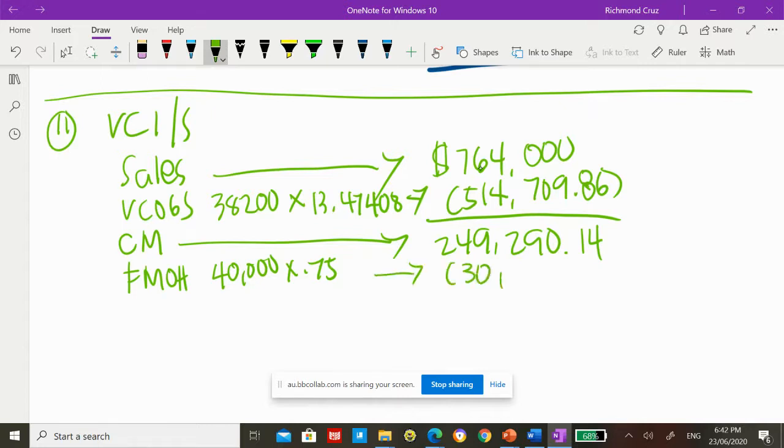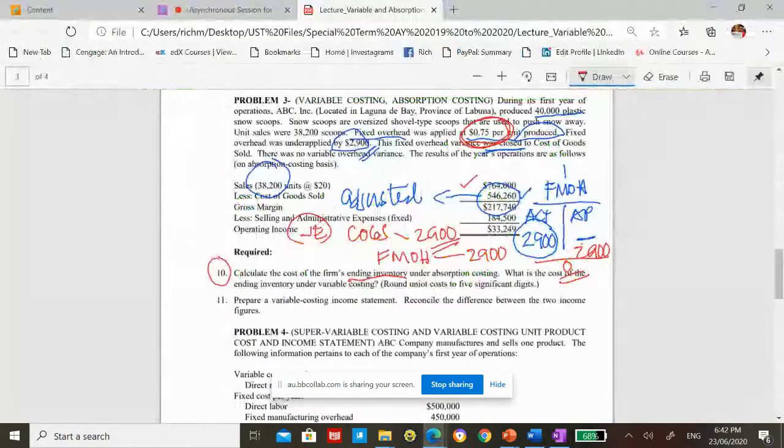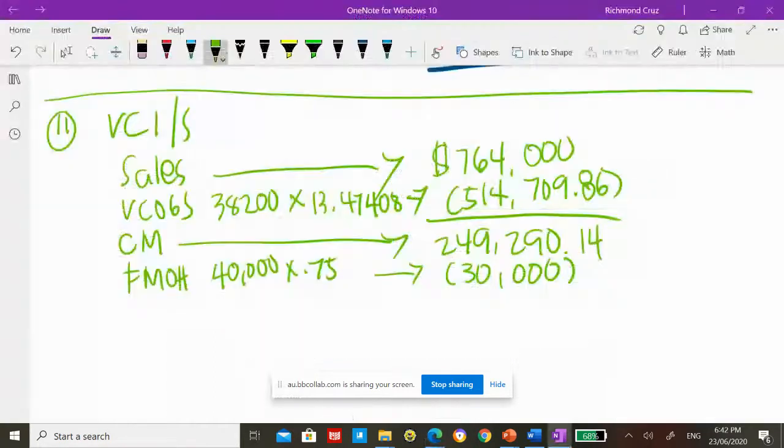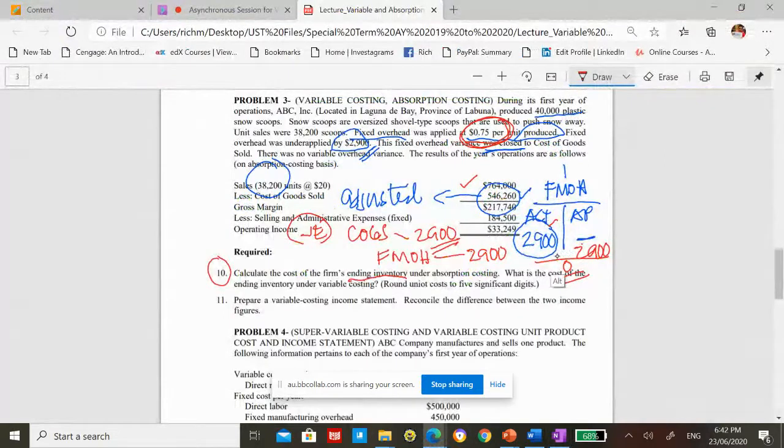Ito yan, 30,000. Take note, dapat actual yan. Yan yung applied. Ito, 30,000. Di ba mas mataas ng 29 yung actual natin? Kaya nga siya under-applied ng 29. So, ang in-apply natin sa production, 30,000 lang. Pero ang actual cost is 32,900.